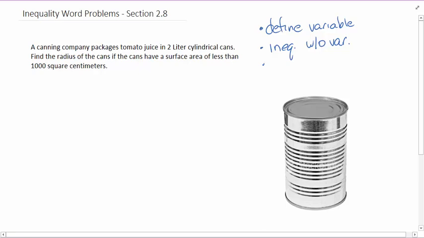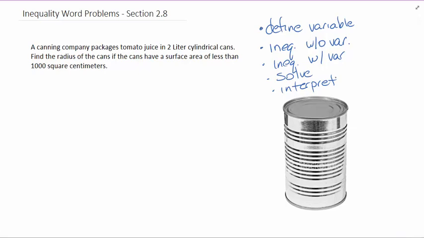And then we'll write an inequality with the variable. We'll solve for the variable. And then we'll interpret. So we'll write out a brief statement. Maybe this is a complete sentence, maybe it's not, but we're going to interpret our solution. We're going back to this canning company.